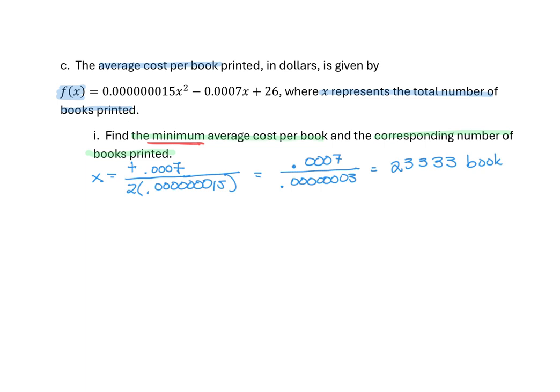All right, to find the minimum average cost, we do want to go ahead and plug this back in. So we want to figure out what is f of 23,333. We will definitely be using a calculator for this.